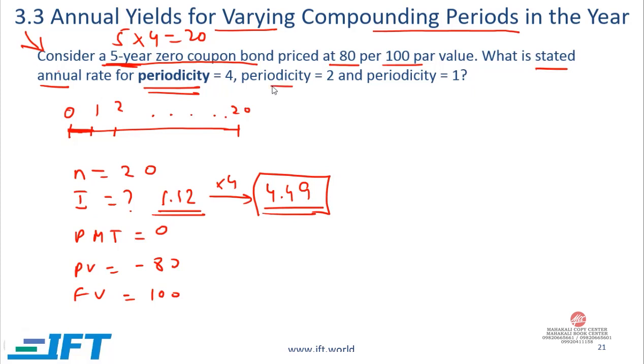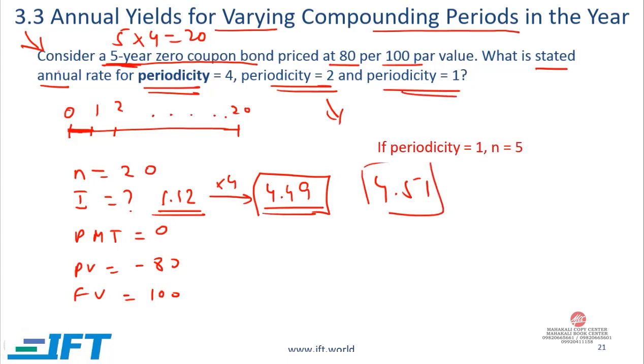What happens if the periodicity is 2? Then we change n equal to 10 because we'll have a total of 10 6-month periods. When you do the calculation for n equal to 10, or periodicity equal to 2, what you will get is 4.51%. And if we assume a periodicity of 1, then you will get 4.56%.